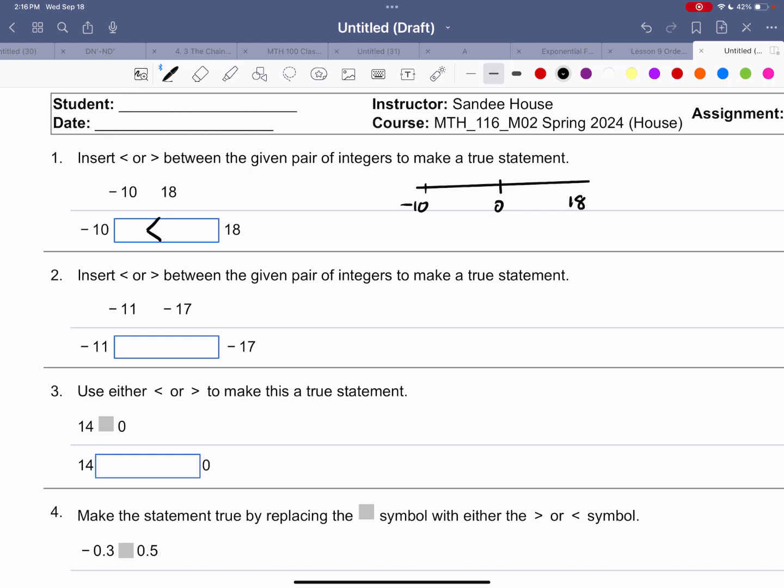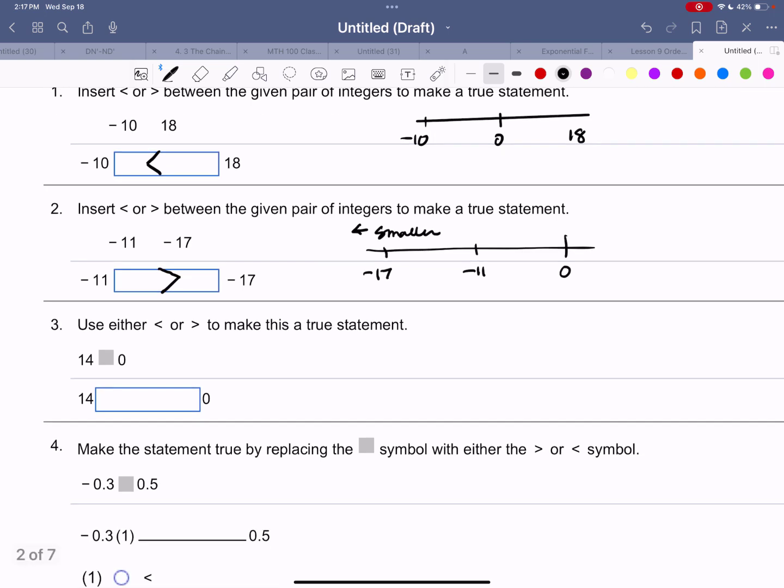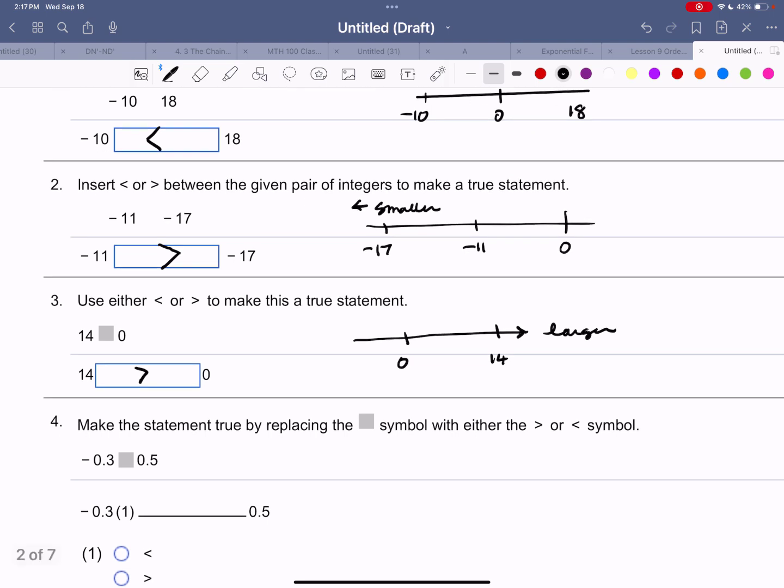Now this one's a little harder because we have first -11, and then farther to the left is -17. So remember, as you go to the left, they get smaller. So -17 is smaller than -11, so the point goes toward the -17. So -11 is greater than -17. 14 is bigger than 0. Well, here's 0, here's 14. The farther to the right, the larger the numbers get, so 14 is clearly greater than 0.